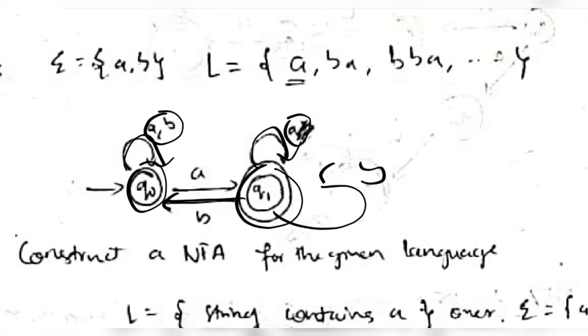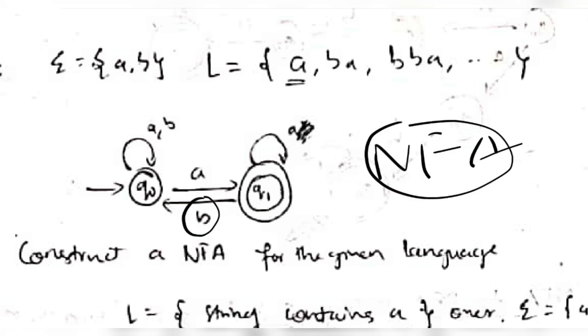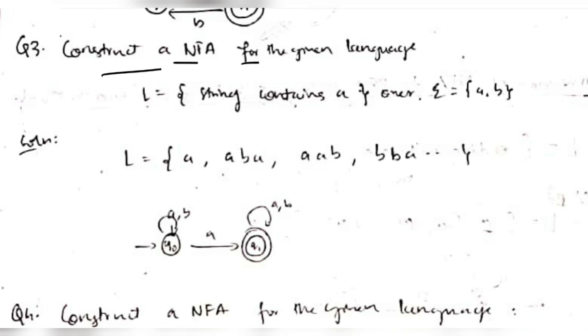That should not happen. Okay, so I will make an arrow mark here, and it's totally up to you if you want to make this arrow mark or not, because it is an NFA. All we need to do is satisfy the given condition, which is A, and we have already done that. Next, construct an NFA for the given language.